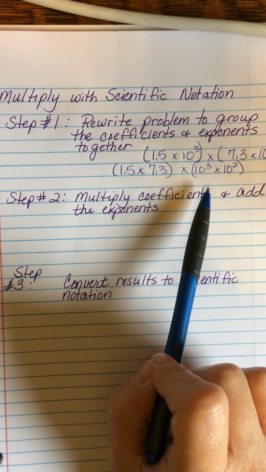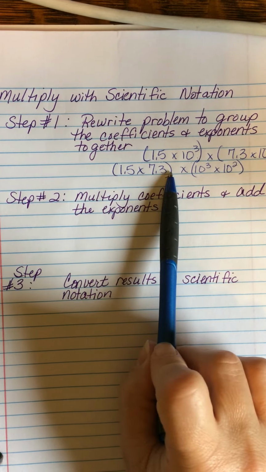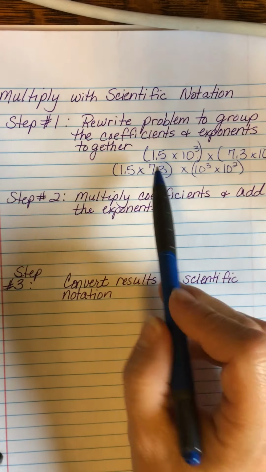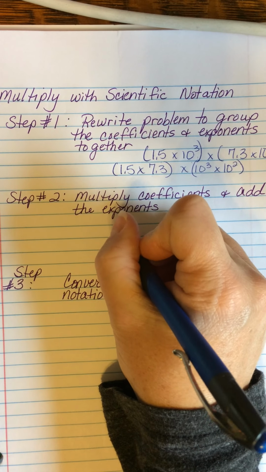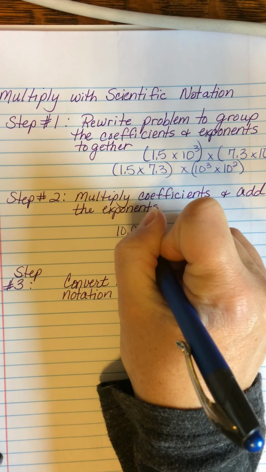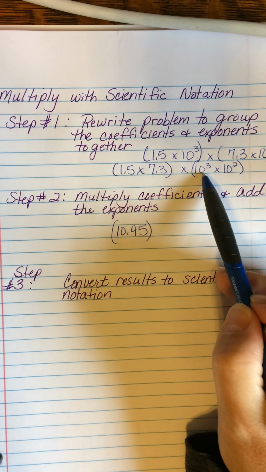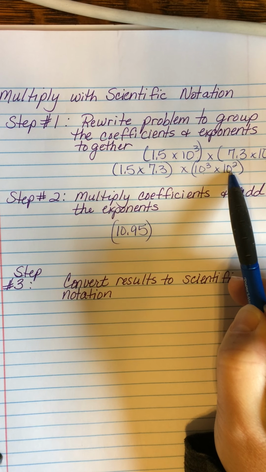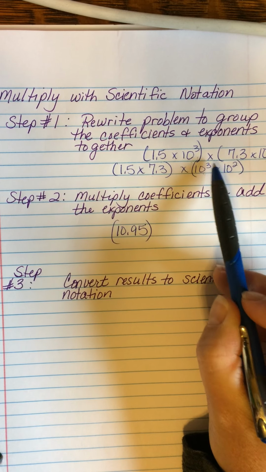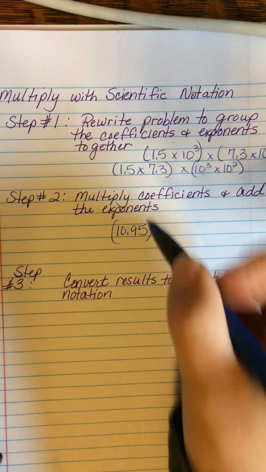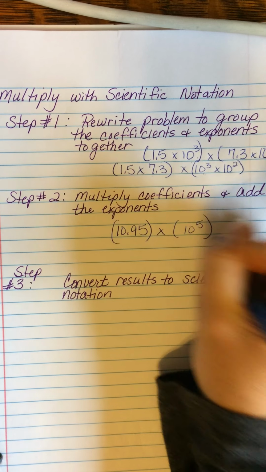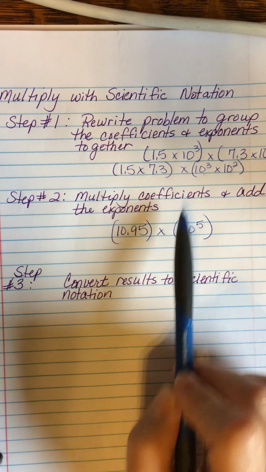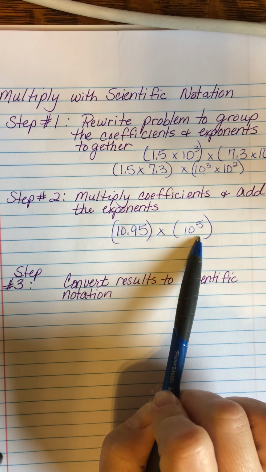Step 2 is going to be actually multiplying through and coming up with the answer that is inside of each one of these. So if I take 1.5 times 7.3, I end up with 10.95. And when you are multiplying the powers of 10, 10 to the third and 10 squared, you end up adding your exponents. So this will be 10 to the fifth. All I did was multiply my coefficients here and add my exponents here.